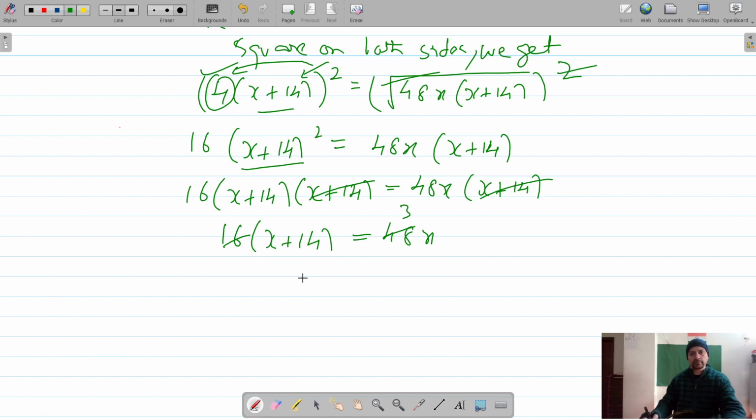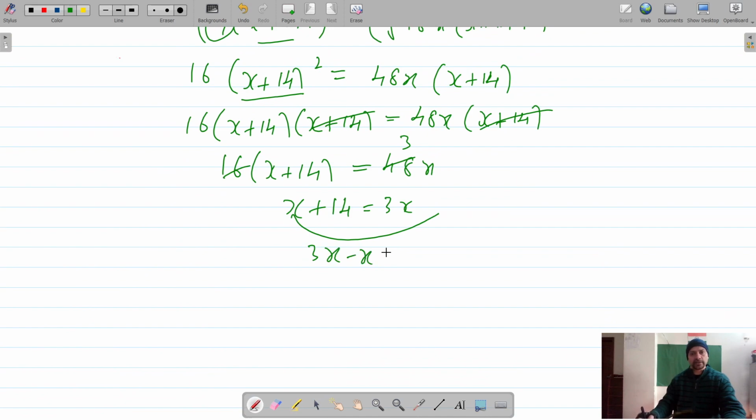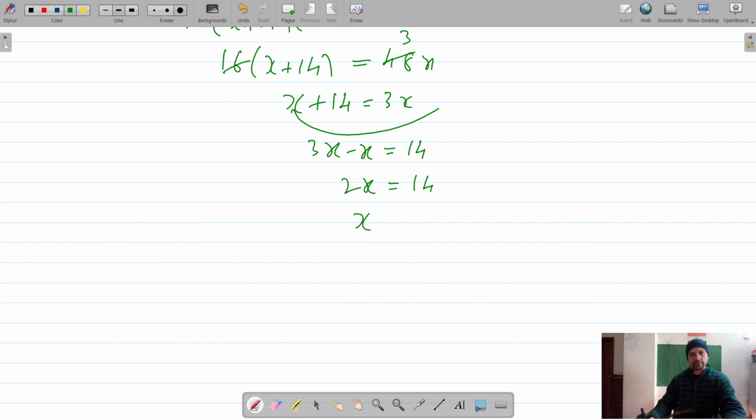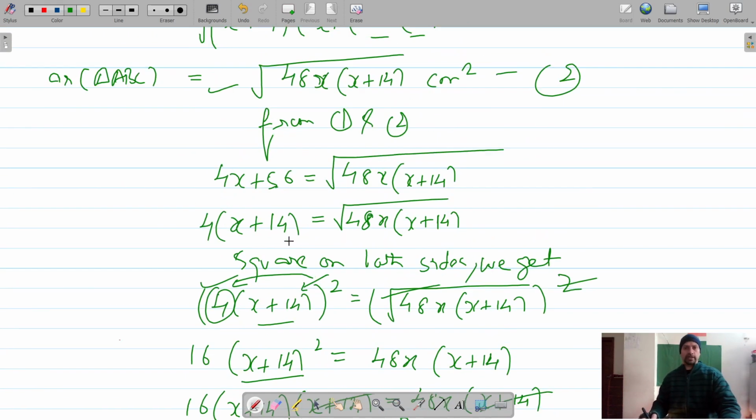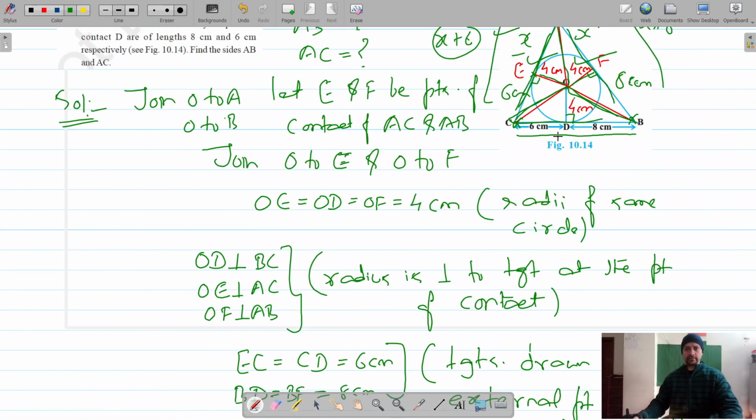So 16 times 3 is 48. So x plus 14 is equal to 3x. So this moves to this side, so it's 3x minus x is equal to 14. 2x is equal to 14. x is equal to 7. So when x is equal to 7, x is now 7.